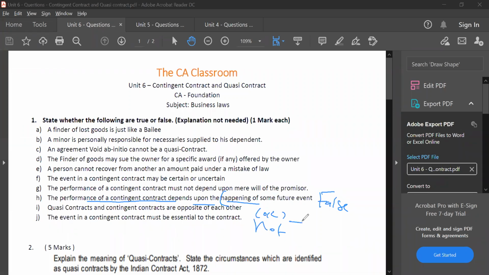Now, if you see carefully, I can say if it rains, I will pay you 100, or if it does not rain, I'll pay you 100. So the event can be happening or non-happening. It can be anything based on the contract. So it is not only about the happening. Therefore, the answer is false for H. Read I.